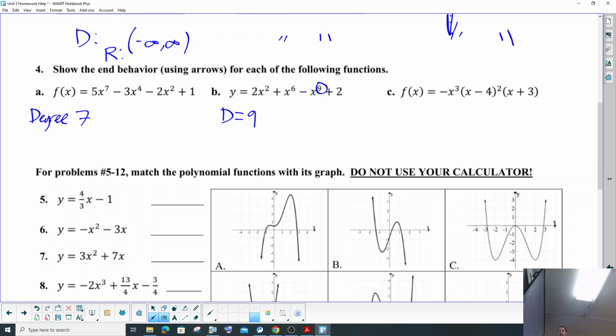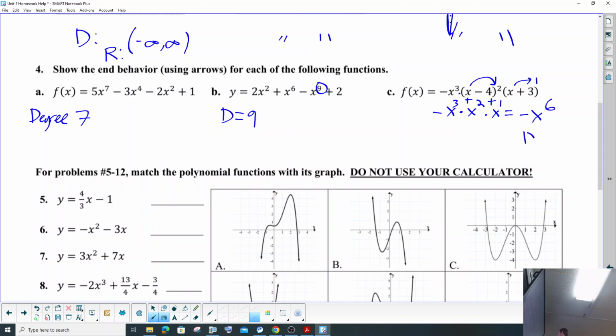And the degree for this one, you have to figure it out. You have to multiply. So negative x to the third power times just x squared, times just x to the first power. And so you have to add those powers, so you get negative x to the 3, 4, 5, 6.